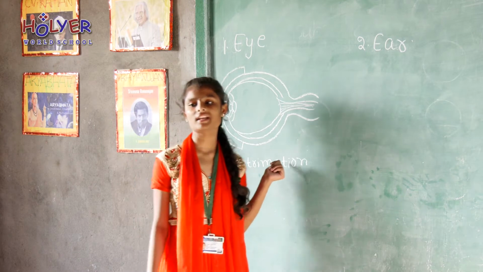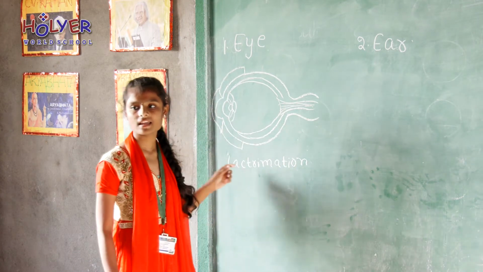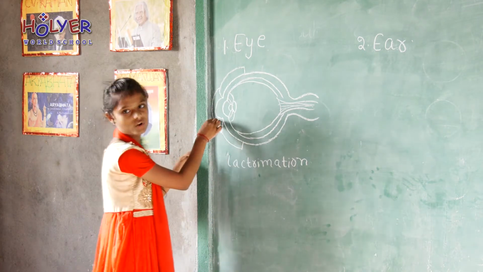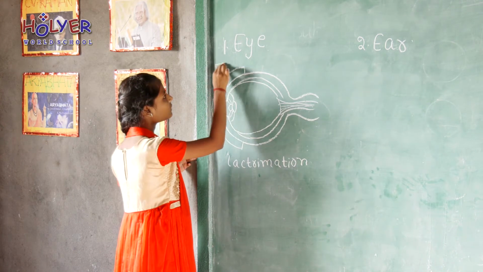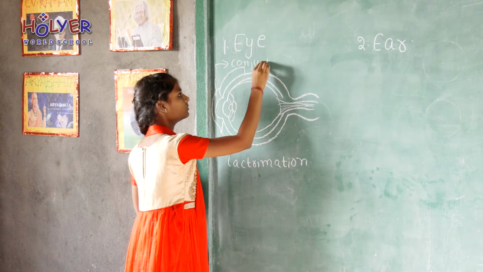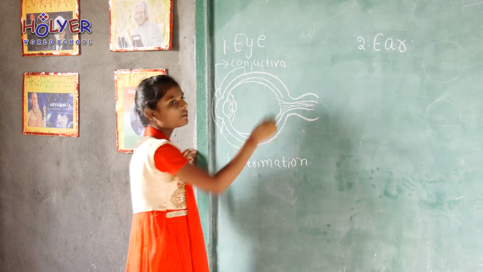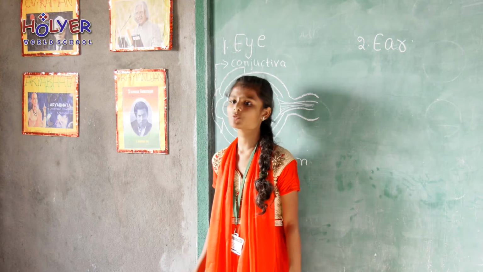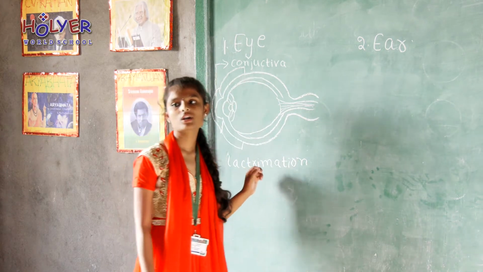The eyeball is located in the eye socket and there is a thin layer present at the front of the eye known as the conjunctiva. This is the conjunctiva. And only 1/6 part of the eye is visible to us. And now we discuss the layers of the eye.